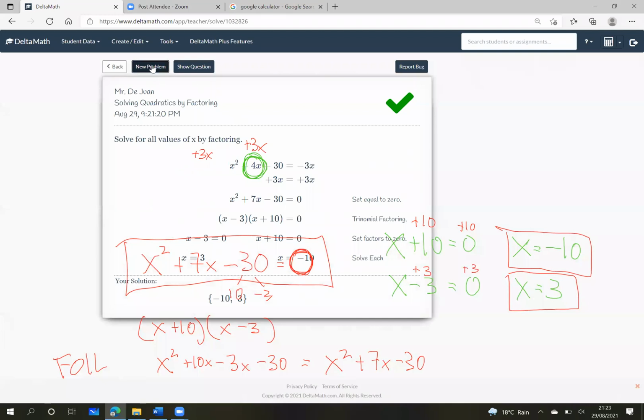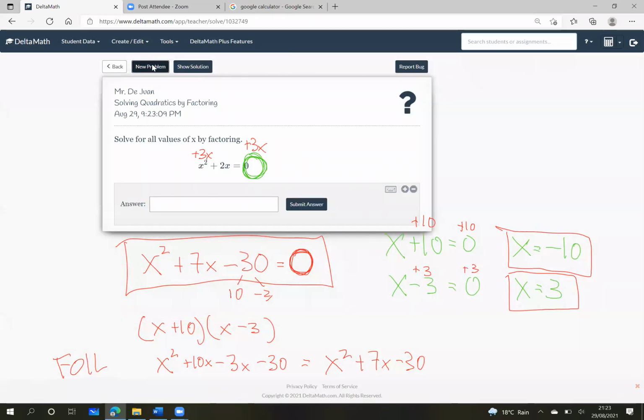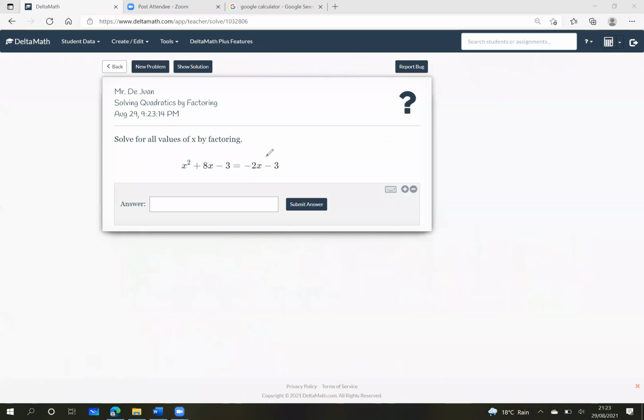All right, let's look at a couple more of these. This one's going to be a little bit easier. Let's do one that's going to be a little bit challenging. This one's a good challenging one. Let's clear this up. All right, what's the problem? We need to move all this to the other side. So I want to add 2x and add 3.